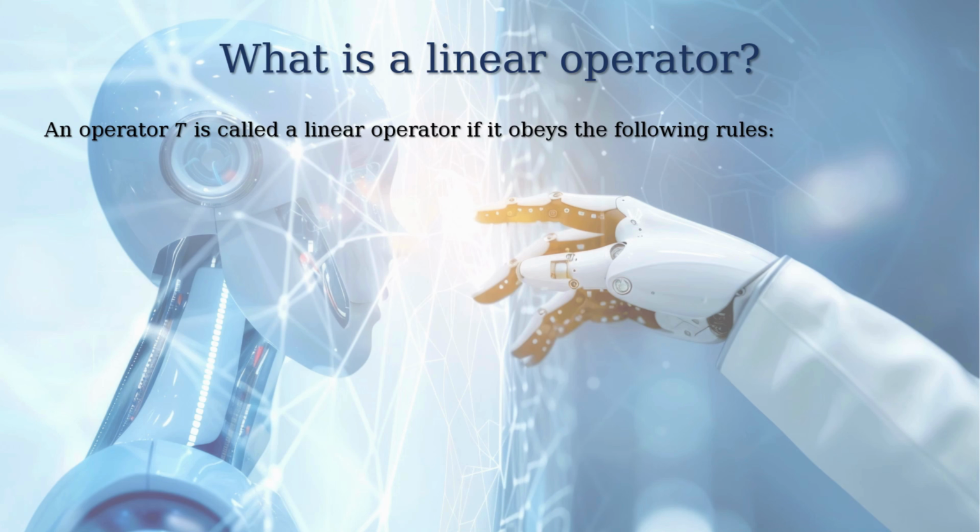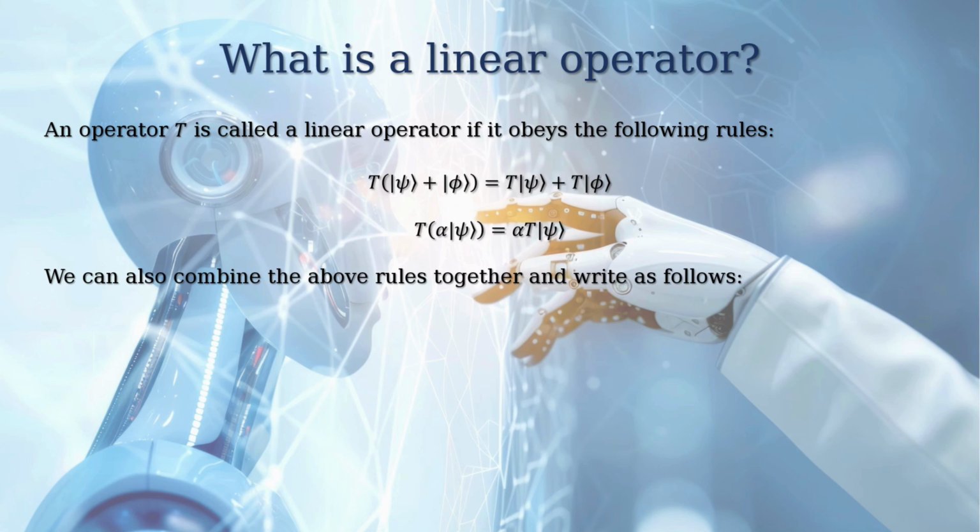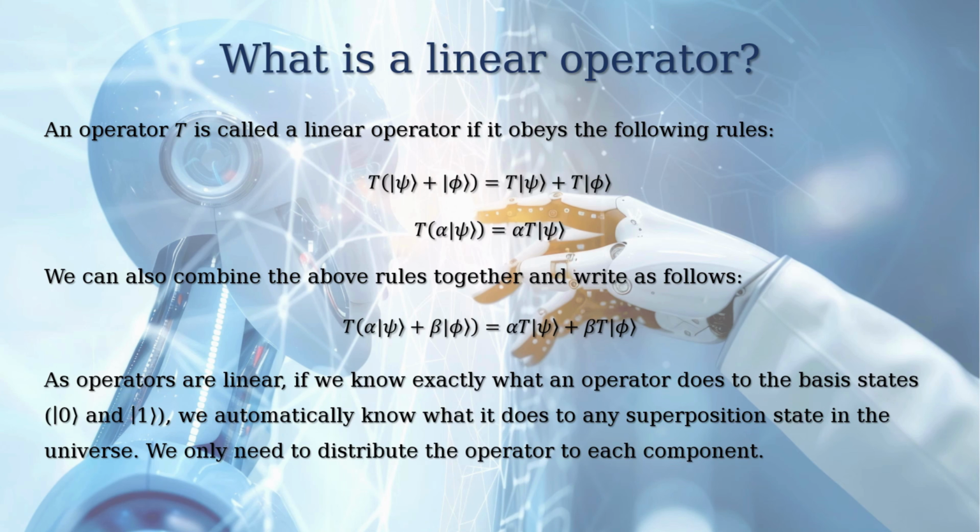An operator T is called a linear operator if it obeys the following rules. We can also combine the above rules together and write as follows. As operators are linear, if we know exactly what an operator does to the basis states ket 0 and ket 1, we automatically know what it does to any superposition state in the universe. We only need to distribute the operator to each component.